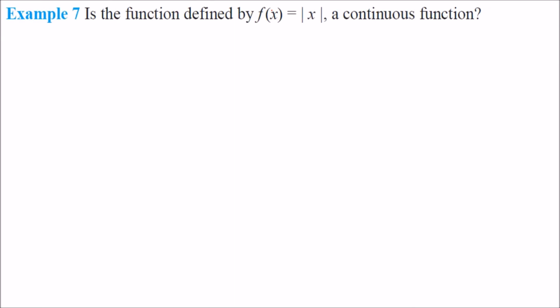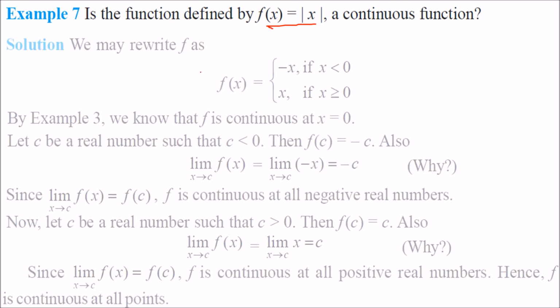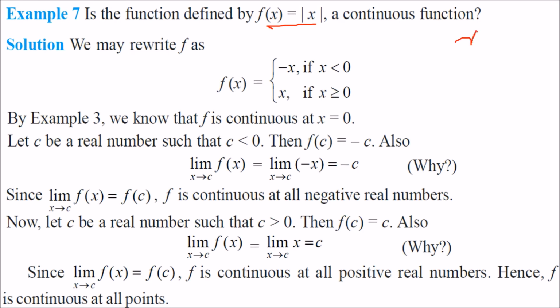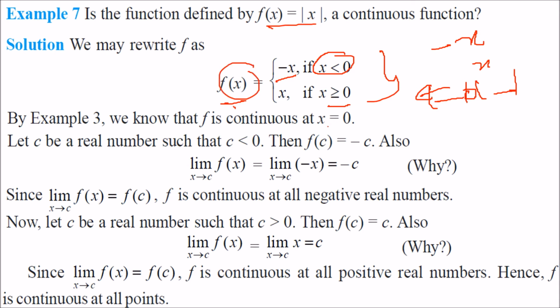If the function is defined as f(x) equal to mod x, is it a continuous function? See, mod x means if x is less than 0, it will be minus x. If x is greater than 0, it will be plus x. So let us rewrite it in function form. f(x) equals minus x if x is less than 0, that is in the number line, this portion it will be minus x, and this portion it will be x if x is greater than or equal to 0. And we know that f is actually continuous at x equal to 0. You have just seen it in the example.